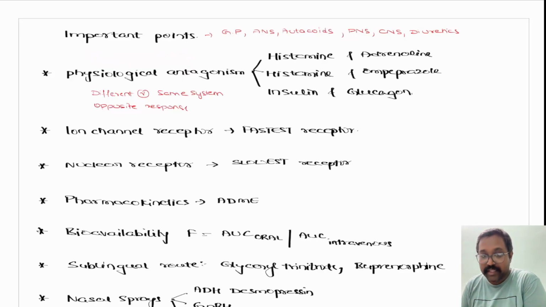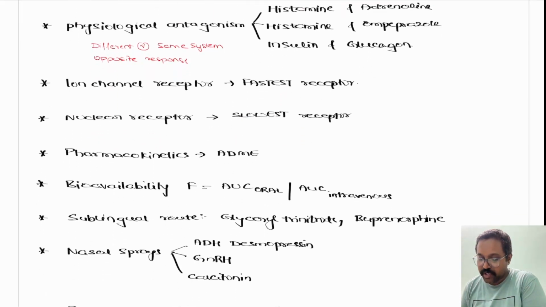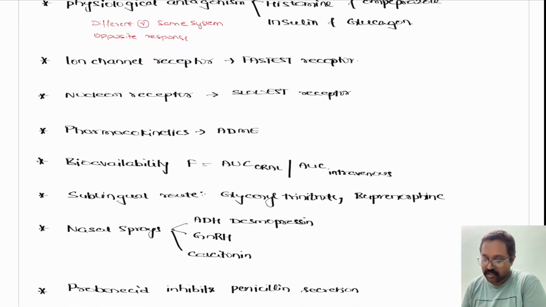Next, which are all the receptors which act very fast? In the transducer mechanism, it is the ion channel which has got the fastest action. Which receptor has got the slowest action? It is the nuclear receptors.